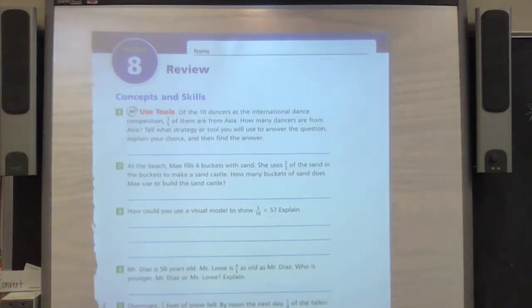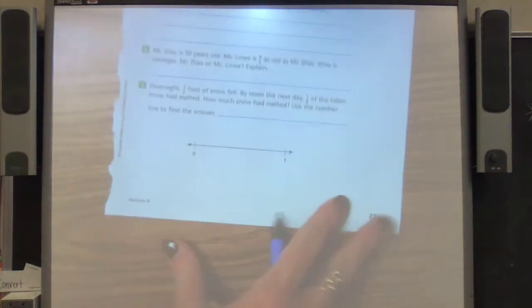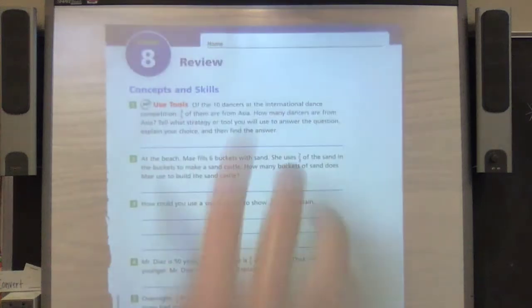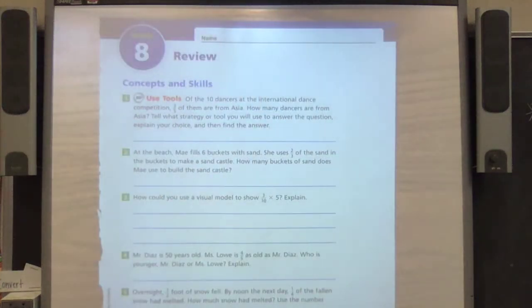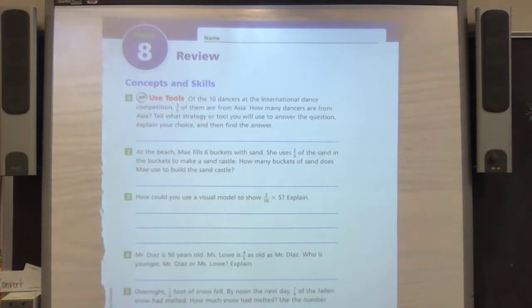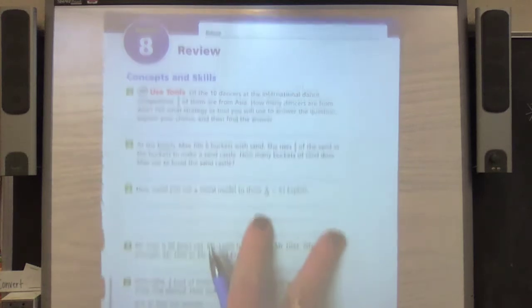Today we're going to be doing our Module 8 review. So this is in your Module 1 through 9 book, page 213. This will be turned in for a grade, so make sure you put your name on it, Shug. Alright, so let's start looking at these questions.